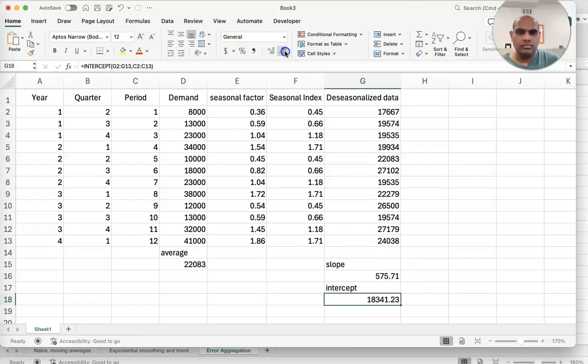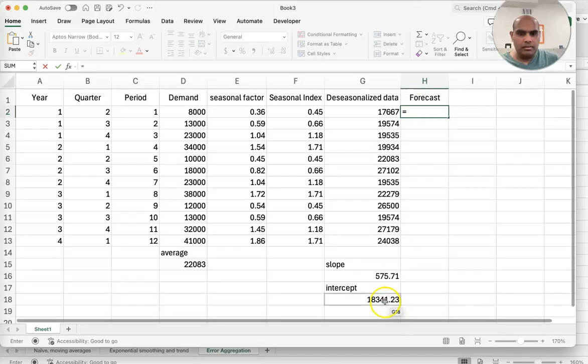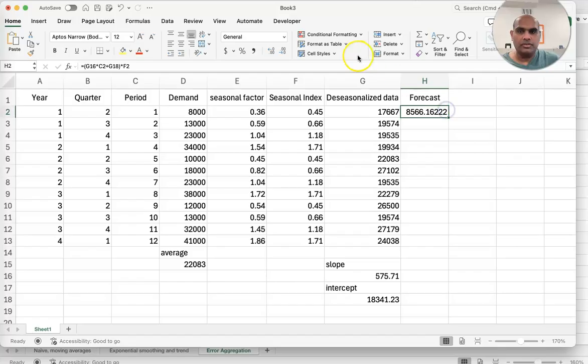So once I have these two, I have a straight line and I have the seasonal factors, so I can find my forecast. Right. So how do you do forecast? First calculate the line. Remember, y is mx plus b. So m times x, where x is the time period, plus b. That's the slope and intercept. And you multiply this whole thing with the seasonal factor, the seasonal index. That gives you the forecast for the time period, right?